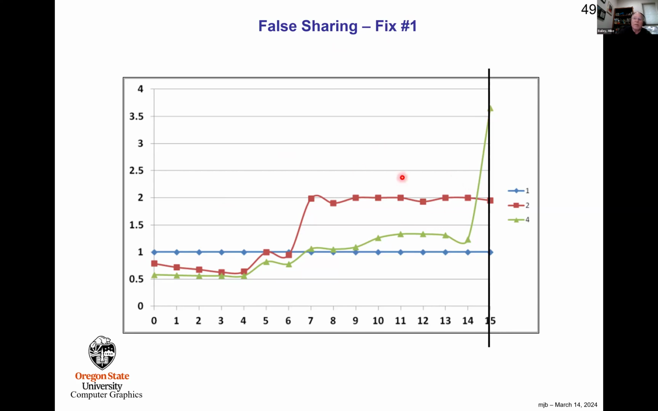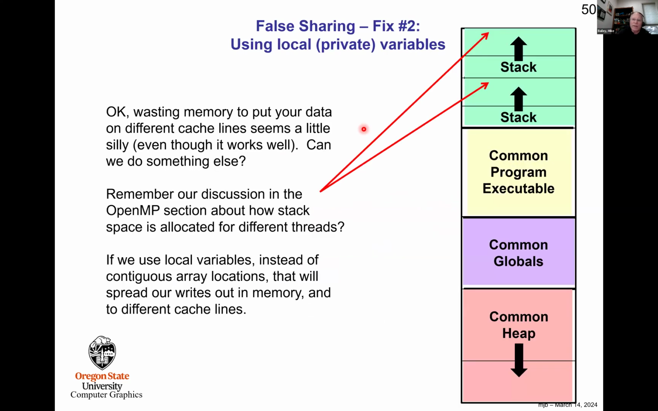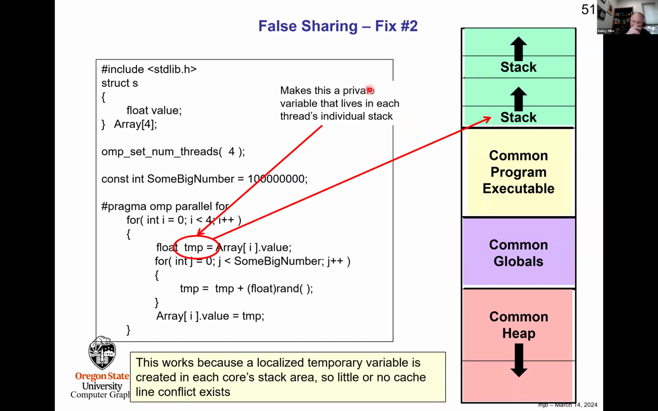So I call this fix number one, adding the padding to force values onto their own cache lines. Another one is to remember that local variables are kept on, well, different stacks depending on which thread you are. And so here's another way to do it.